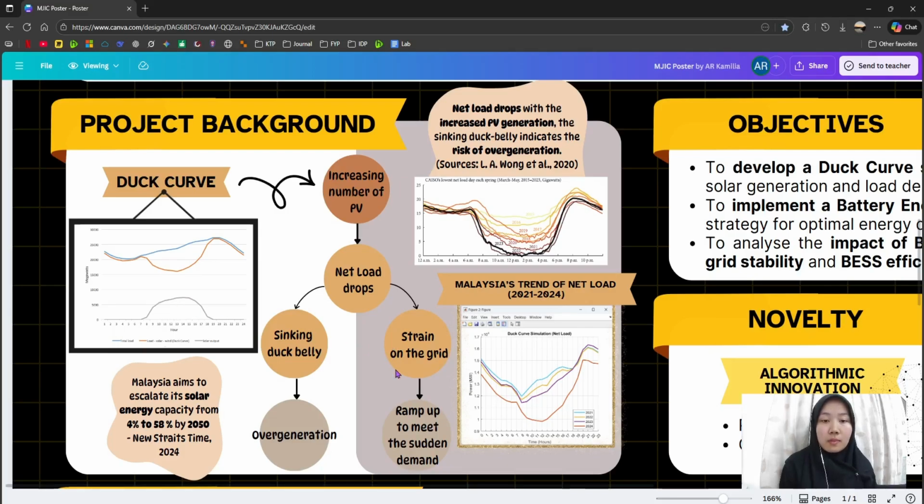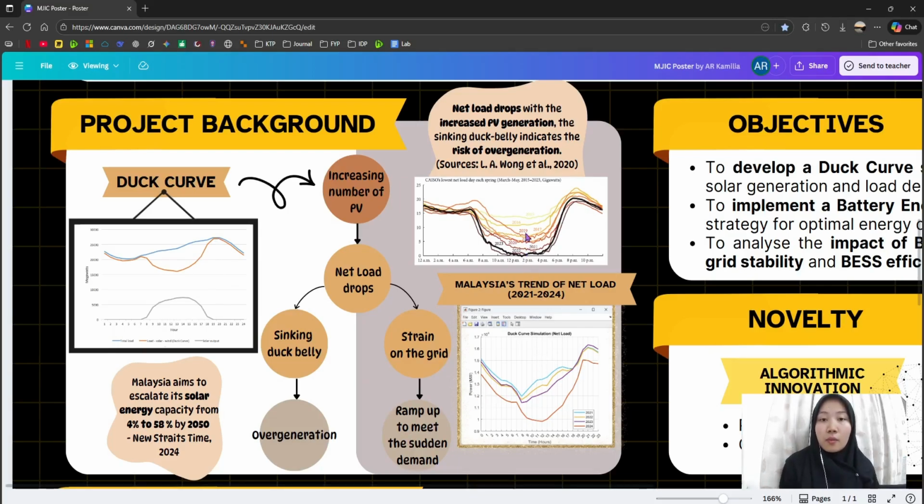And the second problem is strain on the grid that happens during this area, because basically during this hour the grid works less because there's support from PV, but then during this hour there's no more solar PV because there's no more solar irradiance at night time. So the grid needs to work harder and ramp up to meet the sudden demand.